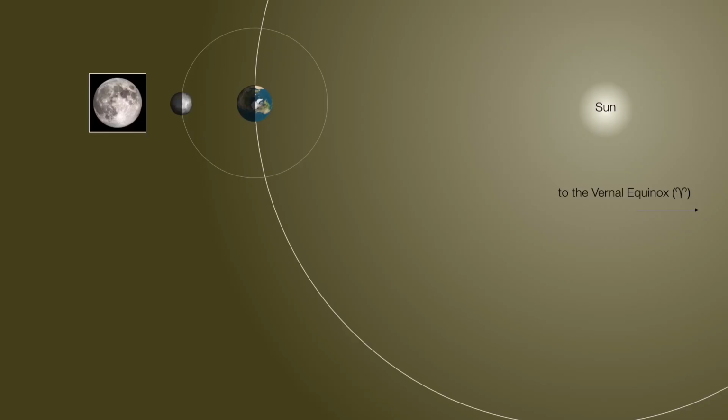But imagine what would happen if the moon were to make one revolution around the Earth. Well, it can do that, but at the same time, the Earth is also moving about its own revolution around the sun.